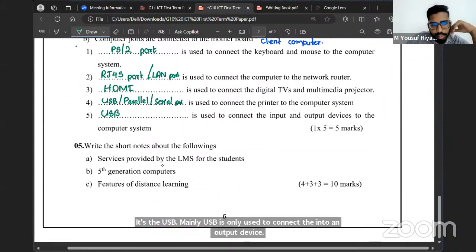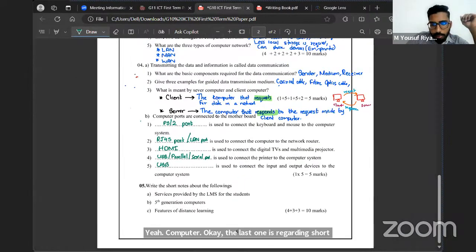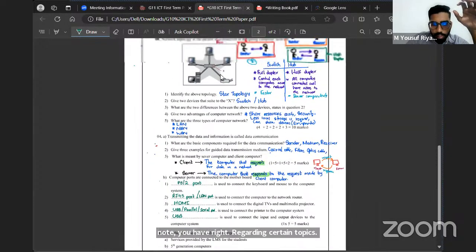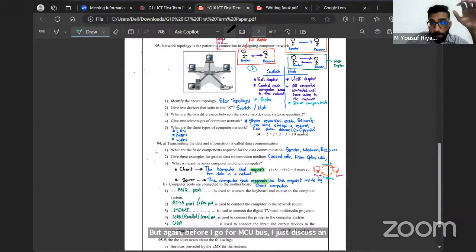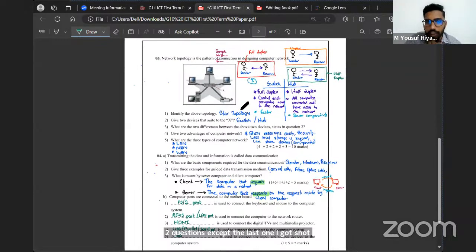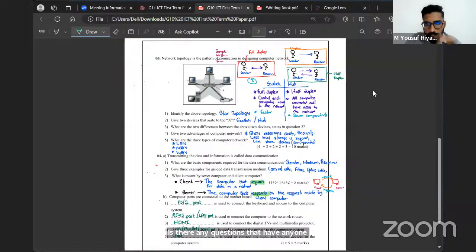Okay, the last one is regarding the short note. But again, before I go to the MCQ parts, I'll discuss some MCQs as well. We have completed all the part 2 questions except the last one, regarding the short note on the grade 10 first term paper. Are there any questions you have? Anyone? Based on what we discussed up to here, anyone having any questions?